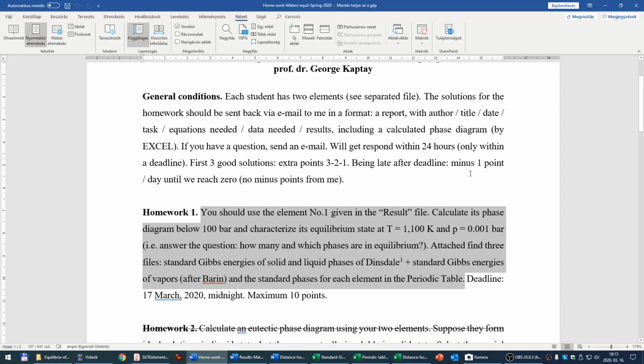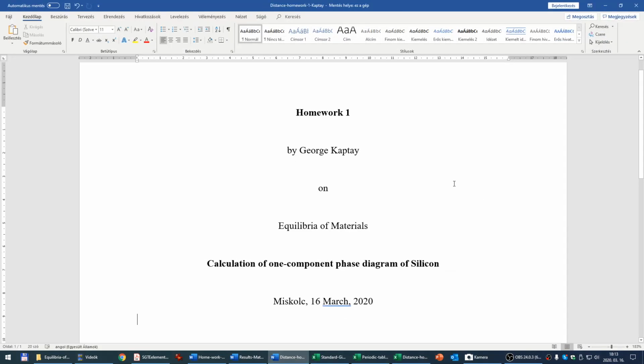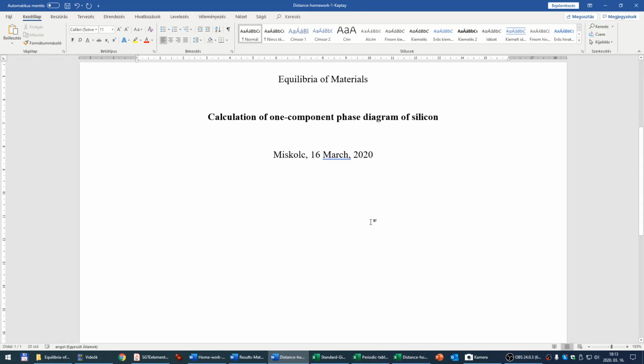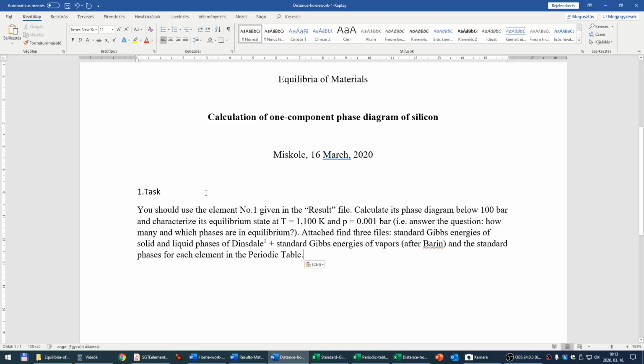So my students got an email with such a very simple file, and this is what they should first copy into their own homework. I prepared my homework, the first page, called Homework number 1 on Equilibria of Materials, and this is the title. I will select silicon as an element, and let me copy the task. Okay, so what is the task?